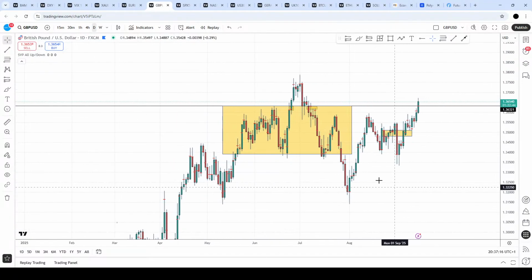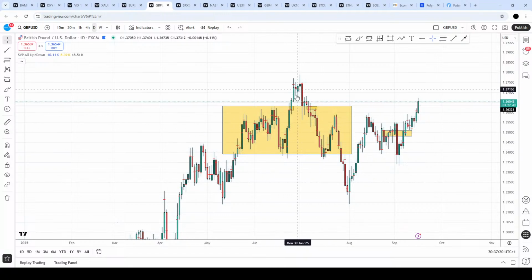Cable prices are basically retesting those July highs. So we had that July peak and trough movement, 1.3750, only to come back down into this yellow area. We then of course had this V-shaped bottom, price deliberated here in the 1.35s.